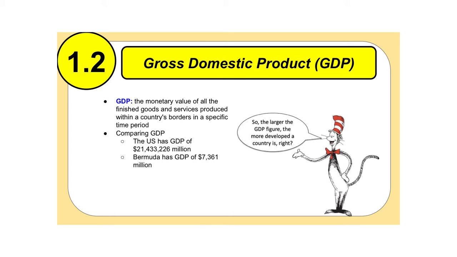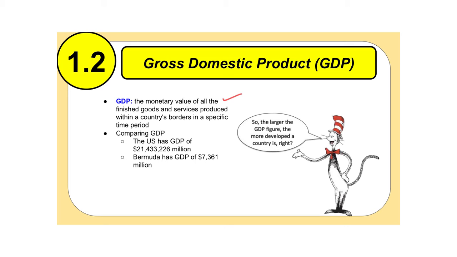So, gross domestic product is one of the methods that is used to measure development in global politics. So, what exactly is gross domestic product, or GDP? Well, the GDP is defined here: the monetary value of all finished goods and services produced within a country's borders in a specific time period.